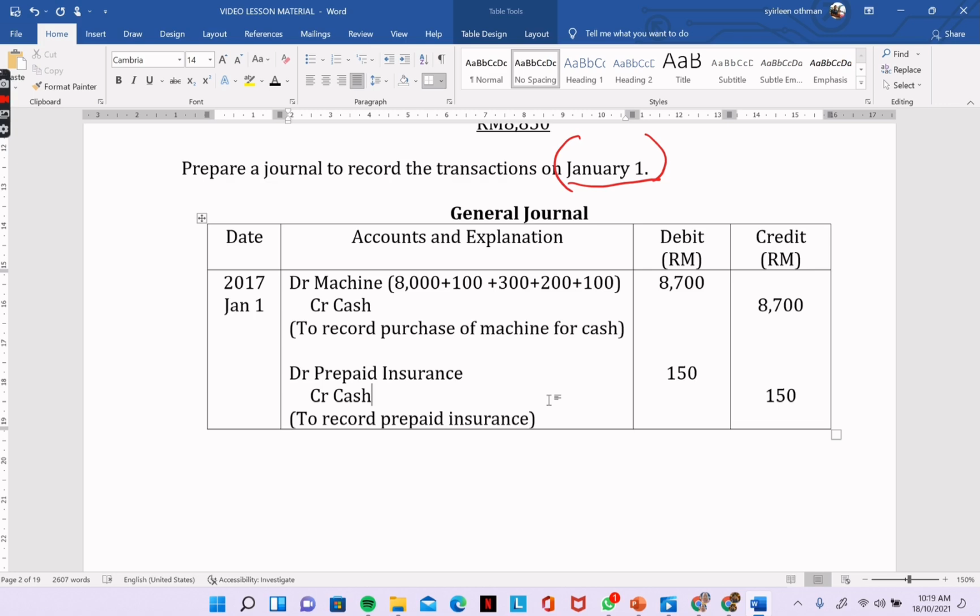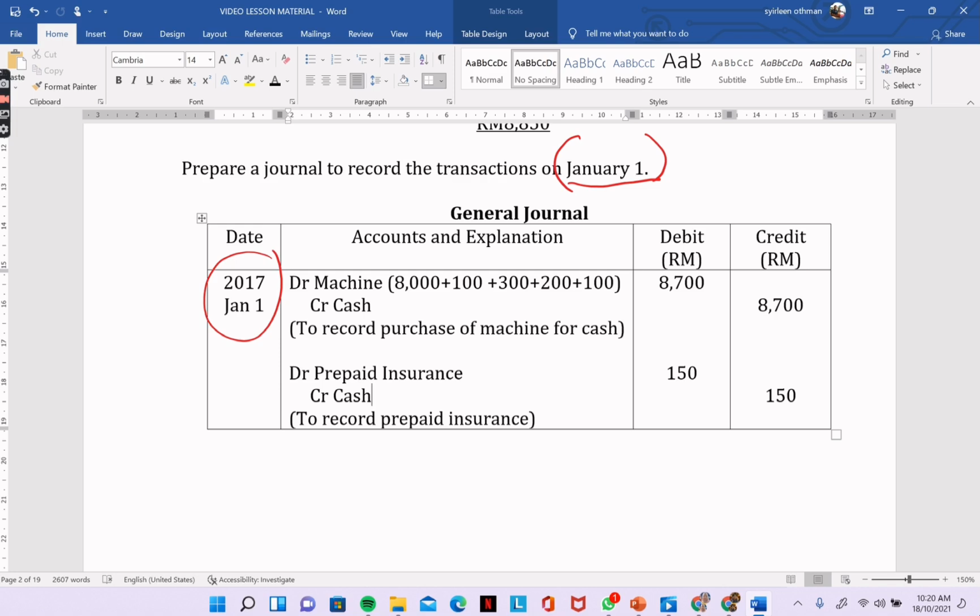The first thing that you need to remember, you must have the date. And then we debit machine. Machine is 8,700 only. We are adding up the 8,000 from the cost price of the asset, plus sales tax, transportation charge, installation costs, and also insurance while in transit. And the balance of it, which is 150, that is actually insurance.